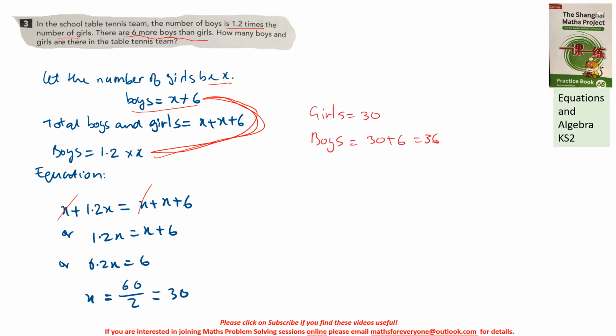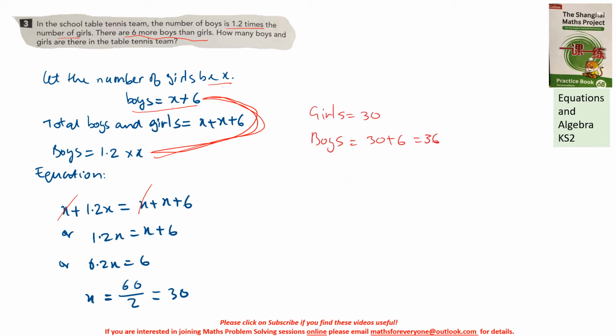Okay, now you can do a check. Is it true that boys are 1.2 times girls? 1.2 times 30 equals 36. So it is correct. It's always good to check.